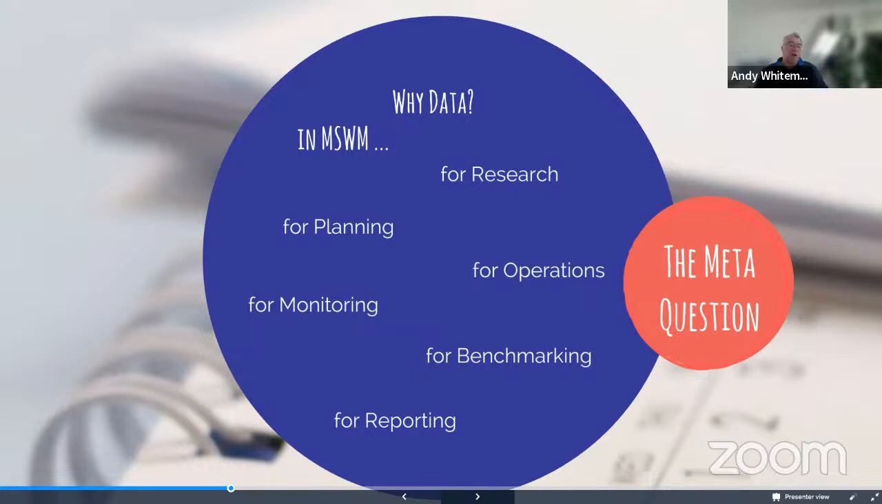We do data collection, evidence gathering for planning, for solid waste management, for strategic planning, for operational optimization. It's critical to understanding collection timings, numbers of trucks, numbers of trips. We use data evidence gathering for monitoring purposes, for benchmarking, and for reporting, including reporting little by little to international, global level.